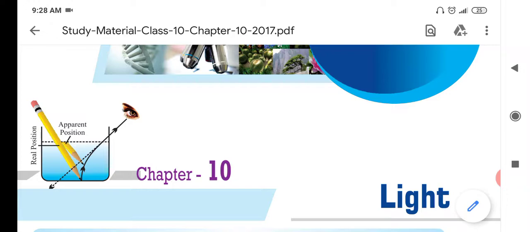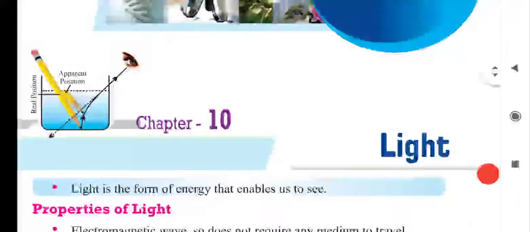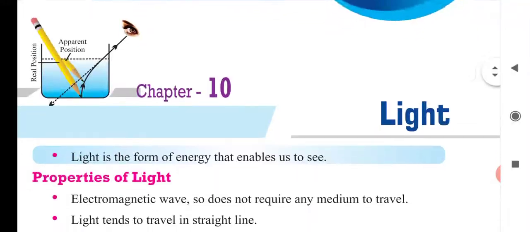So light is a form of energy which enables us to see the things around us, and it travels with a speed of 3 into 10 power 8 meter per second. A straight line with an arrow we call a ray of light, and several such lines we call a beam of light. Let us discuss a few properties associated with light.